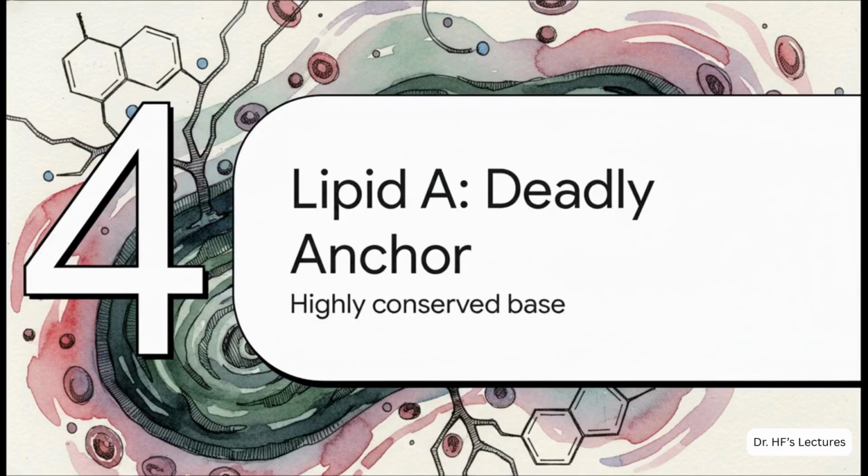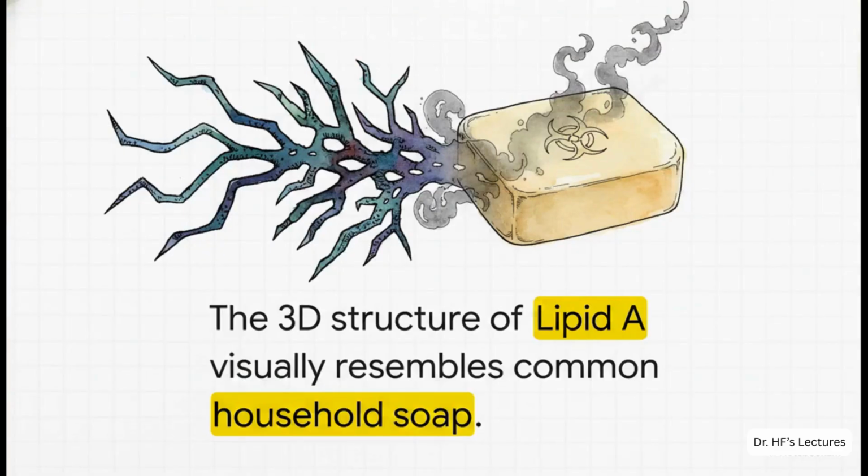That brings us to Section 4, Lipid A, the deadly anchor, the hidden, highly conserved base. Okay, meet Lipid A. This is the substructure deeply embedded within the bacterial cell wall. And yeah, while its 3D structure might actually look a bit like common household soap, please do not let that mundane comparison fool you. Its biological function is intensely formidable, and it's absolutely central to the danger these bacteria pose.